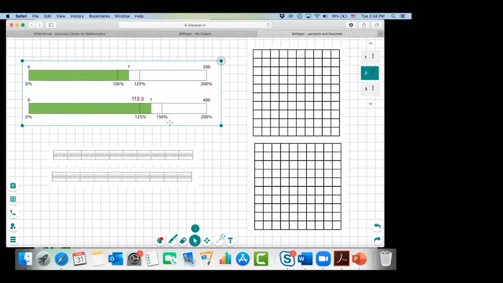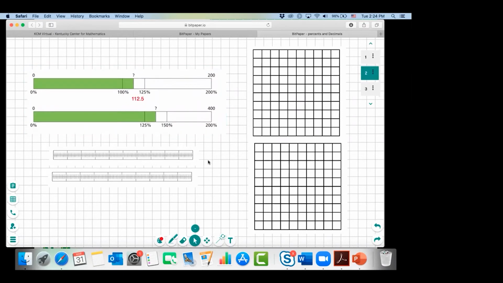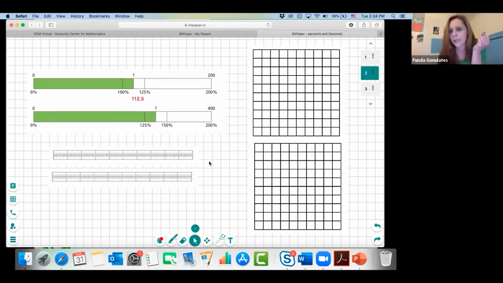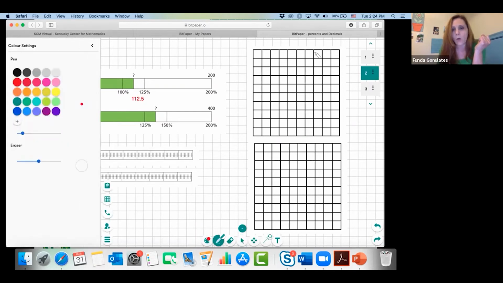James, I think, says to color the first grid completely and then color 12.5 squares on the second grid. So I'm just going to do what Jamie said, and if you have any other suggestions, let's make this bigger so that I can color easily. So we are coloring this whole thing, right? This whole thing. We need to color this whole thing.